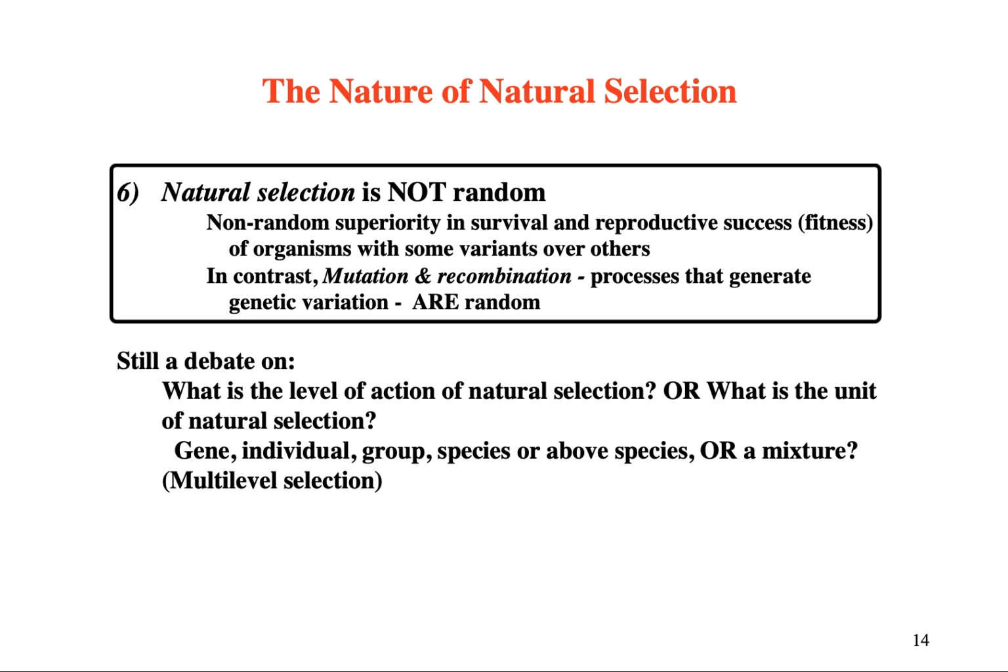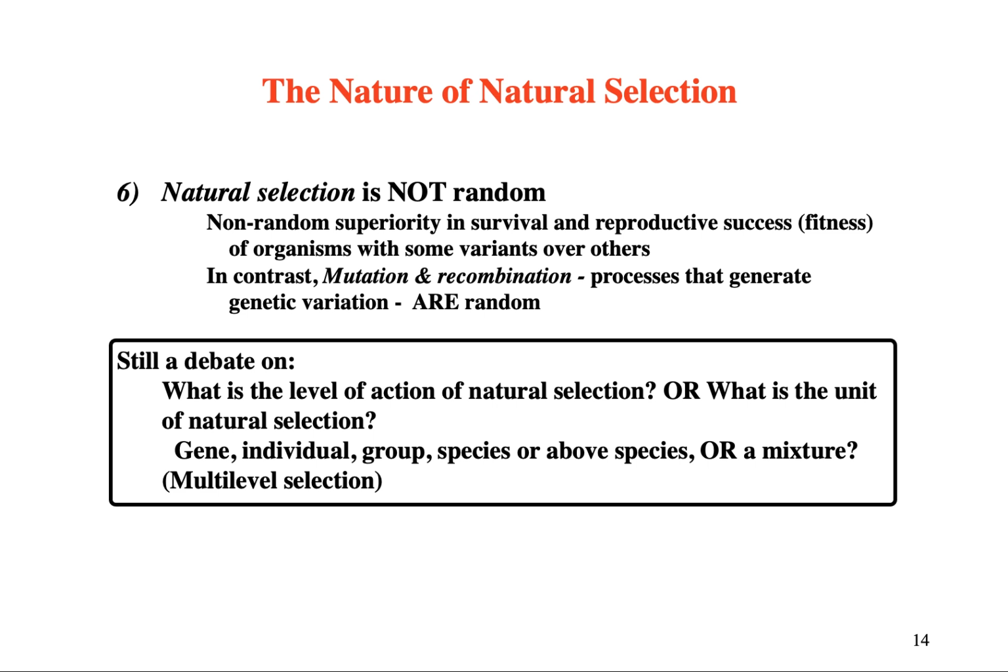Natural selection is definitely not random, so there's a non-random superiority in survival and reproductive success of organisms with some variance over others, so this is definitely not a random process. And in contrast, mutation and recombination are processes that are random or nearly random. I happen to work on molecular aspects of this, and they're not completely random events.